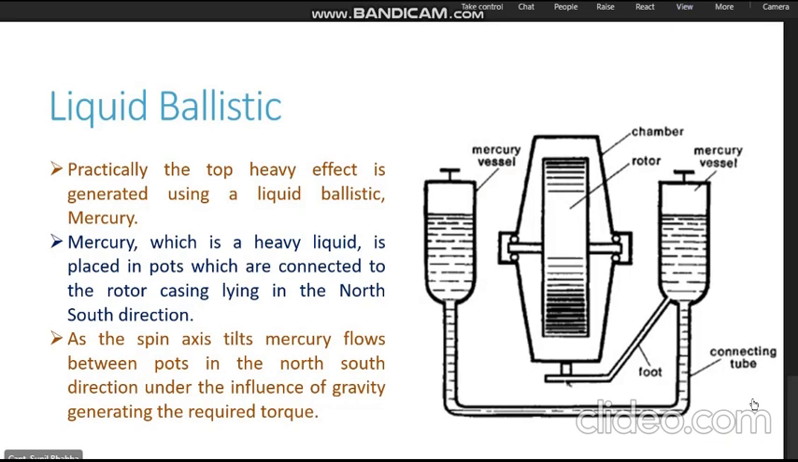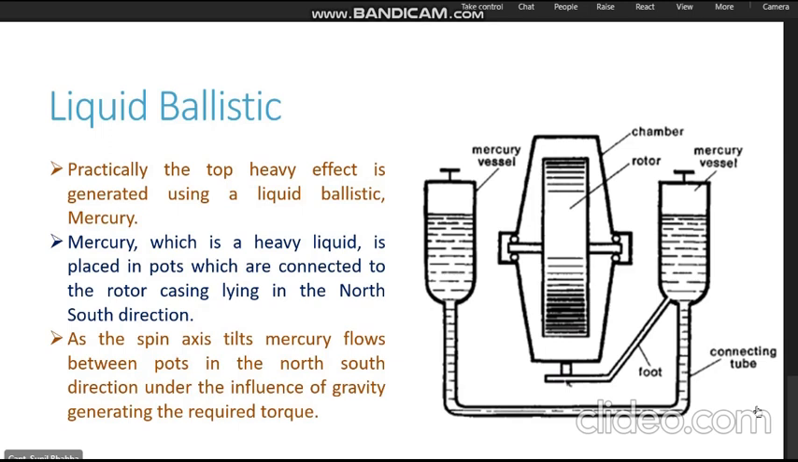The concept which we have understood, attaching a weight on top of the casing or bottom of the casing and generating the control precession, is very easy to understand using physical weights. But as far as its practical application is concerned, when we actually make a gyro compass, it is very difficult to mechanically generate that effect. Now, a much easier way to generate that effect is by use of a liquid weight.